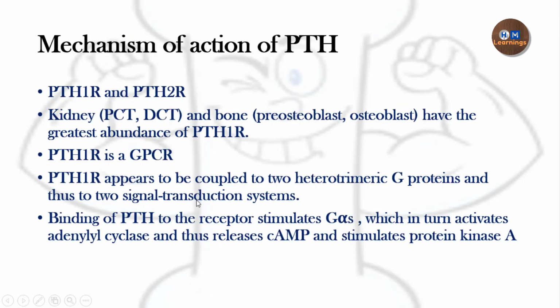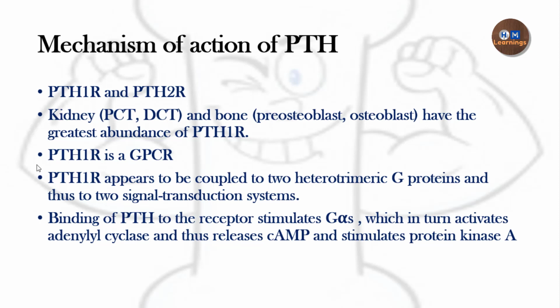So with this we can move on to the action of the parathyroid hormone. What is the mechanism of action? Parathyroid hormone will bind to a receptor. It is a peptide hormone, so the receptor will be present on the cell membrane, and since it is a parathyroid receptor, it is named PTHR1 and 2. PTH1R is more common.